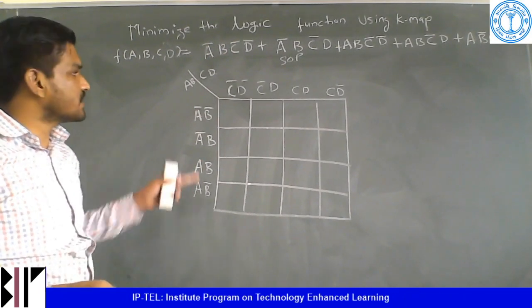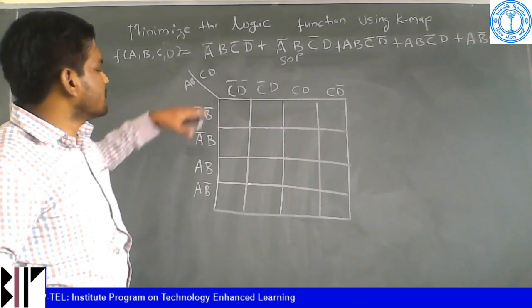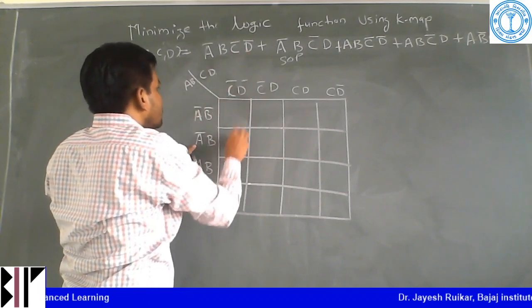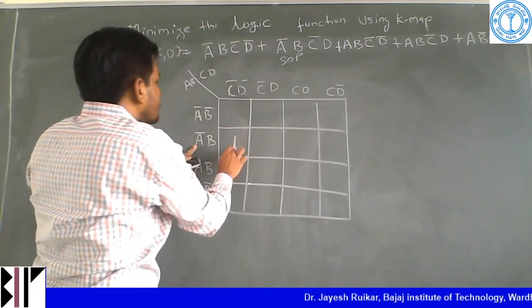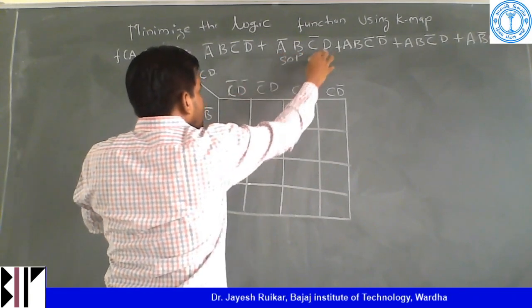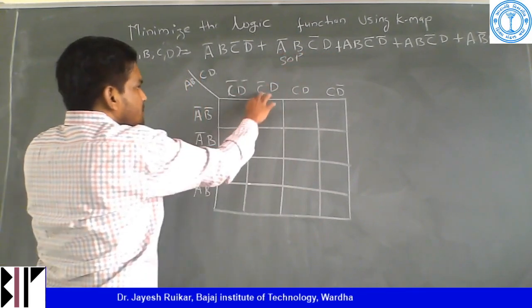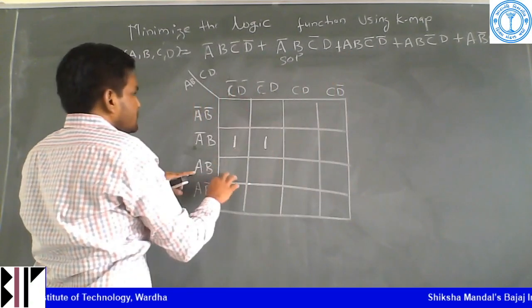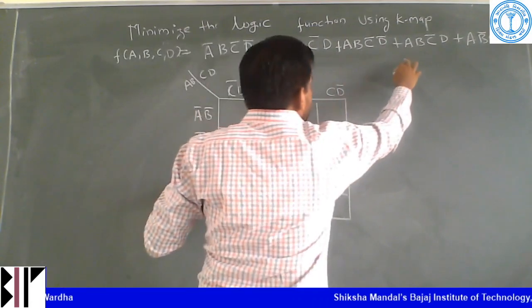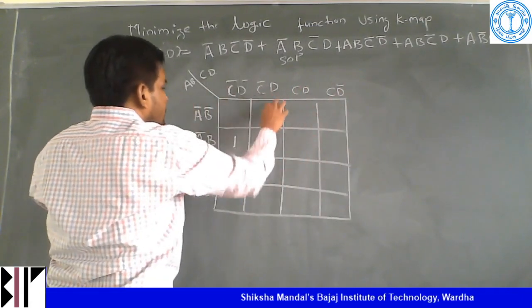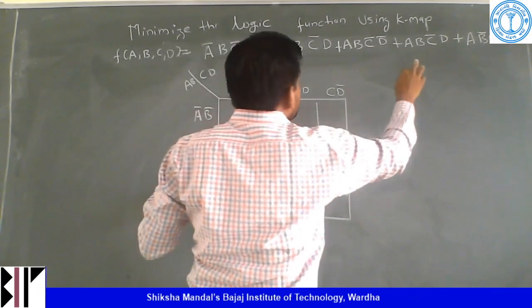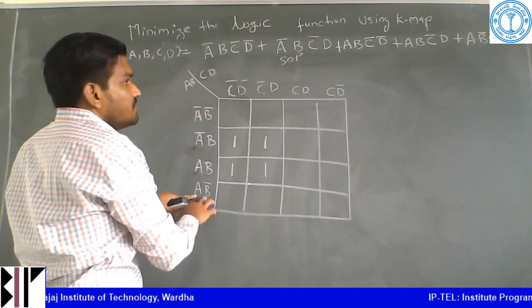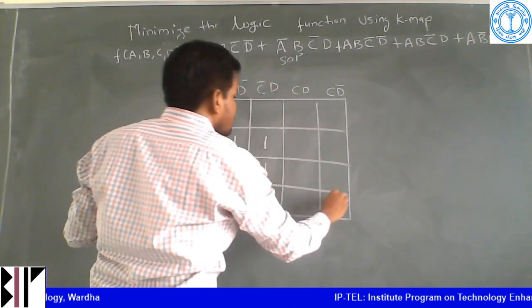The first term is A bar B bar C bar D bar. Here I am writing 1. The next one is A bar B C bar D. The third term is A B C bar D bar. Then A B C bar D, here 1. Then the fifth term, 1, 2, 3, 4, 5, is A B bar C D bar, here.